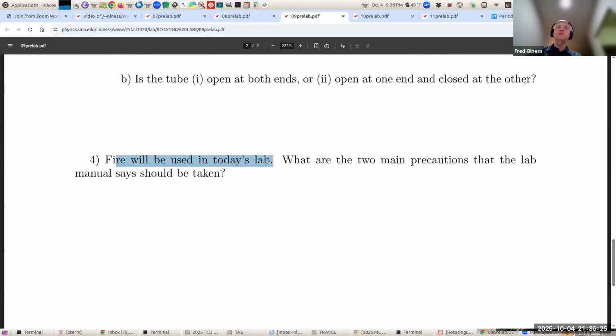Fire will be used in today's lab, so no explosions, please. One of the persons in your group should be assigned to be the fireman. Anytime a flame goes out accidentally, light that immediately so we don't have unburned gas in the lab.